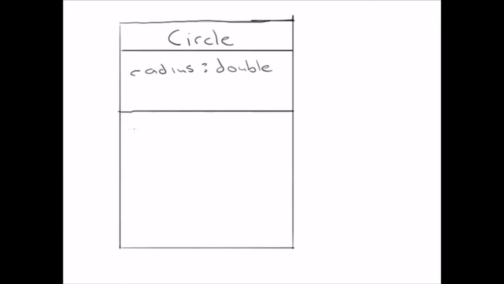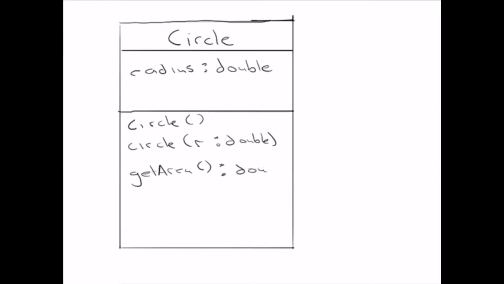The bottom section is all the methods that are defined inside the circle. So we had 2 constructors. We had another constructor, which took in a radius, which was a double. We had get area, which had no parameters but returned a double. And we had get perimeter, which looked exactly the same. So I'm just going to say get per because I'm lazy and you don't need to see my handwriting.